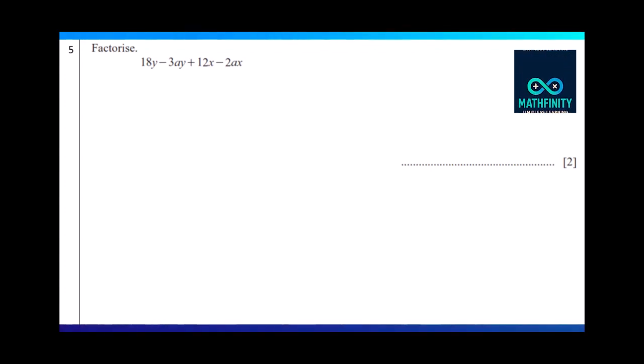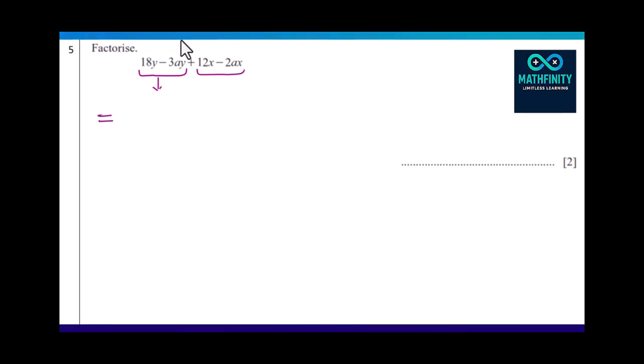Question number 5. These are past paper questions of GCSE and O-level exams. The first four questions I took from one of the textbooks, and question number 5 is from a past paper. Factorize four terms. So again, we will make the pair, this and this one. Then we will see what is common from the first pair. First, we have to concentrate on what number is common. 3 is common, and the variable y is common.